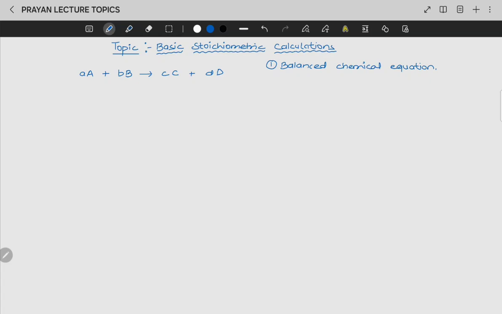So in general, in terms of moles we can write that small a moles of capital A will react with small b moles of capital B to produce small c moles of capital C and small d moles of capital D. Let's try to understand with the help of an example.